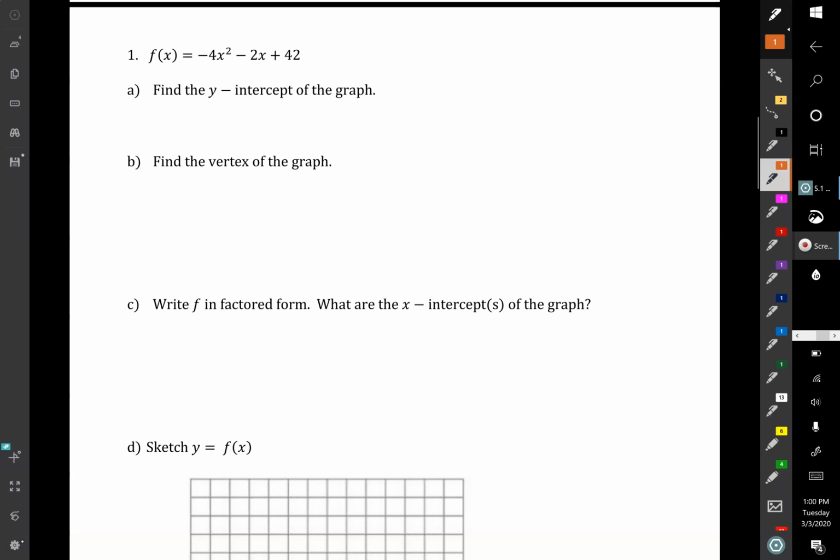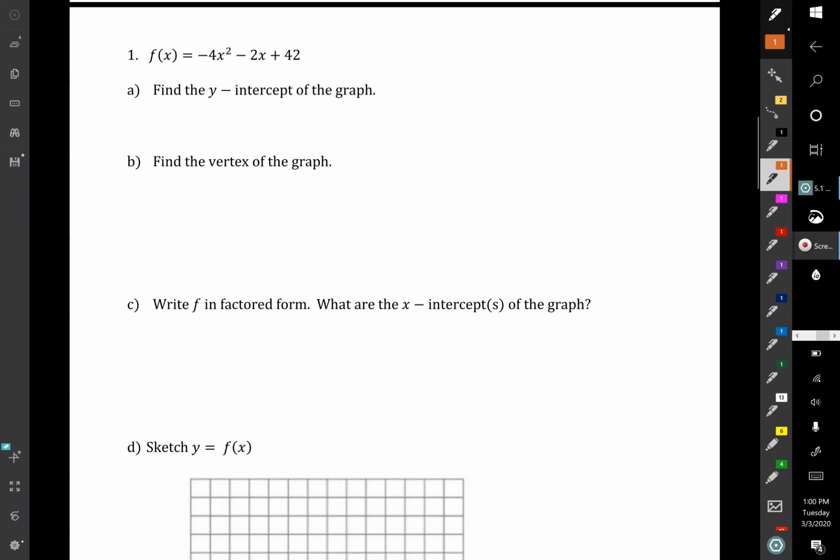Example 1 for quadratic functions and graphing. So f of x equals negative 4x squared minus 2x plus 42. On this particular function, we were given general form. We already talked about that in the notes before. If you haven't seen that video, you'll want to take a look at that, or at least read through those notes.